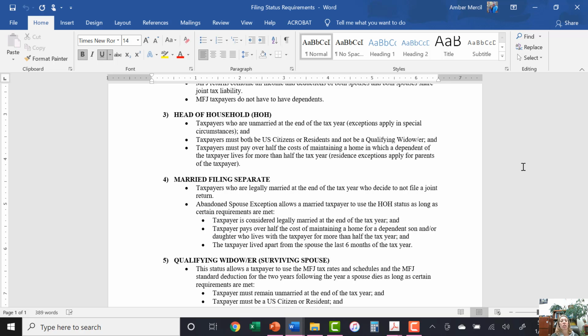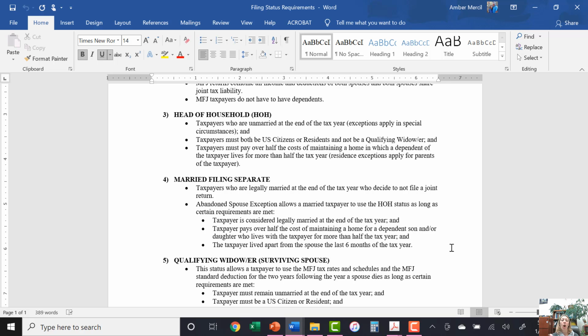There is one exception to this rule. It's called the abandoned spouse exception. And this exception allows a married taxpayer to use the head of household status as long as they meet the requirements here. Those requirements: the taxpayer is considered legally married at the end of the tax year, and the taxpayer pays for over half the cost of maintaining a home for a dependent son or daughter. Not any dependent, a child of theirs, a dependent son or daughter, who lives with the taxpayer more than half the year, and the taxpayer had to have lived apart from the spouse for the last 6 months of the year.